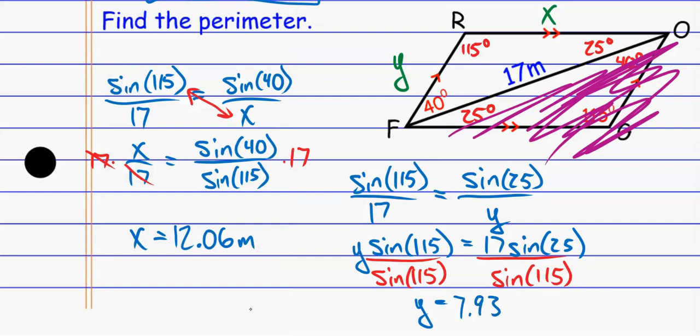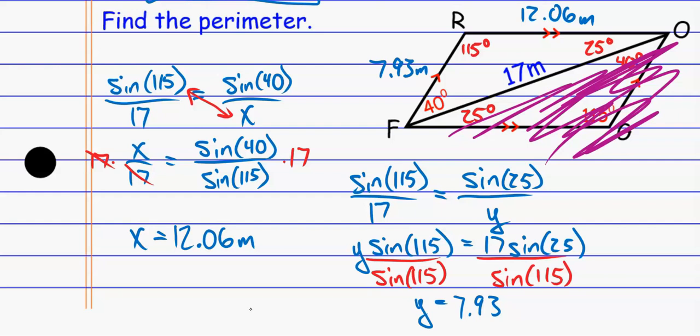And so when we look at this, let me come back up here and let me erase these. So this was a 12.06. This was a 7.93. Again, that's meters. But now the question didn't even ask me to find the missing pieces. I needed those as a stepping stone. It asked me to find the perimeter.